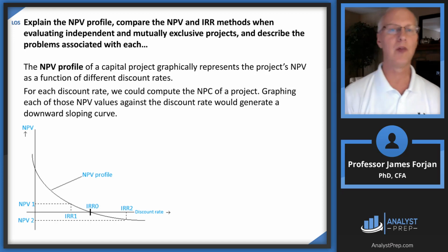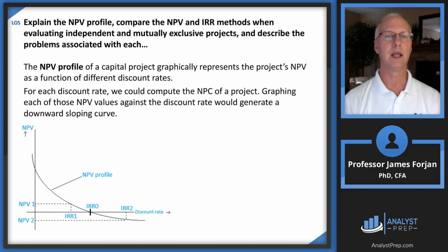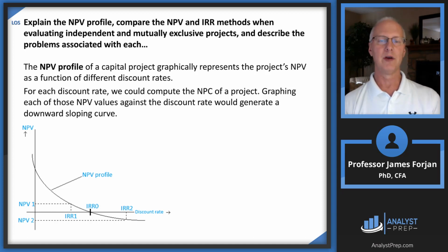And you guys should know that from our discussions back in quantitative methods. Whenever you have one unit on the vertical axis, like dollars, and another unit that's different on the horizontal axis, like interest rates, the relationship may not be linear. In this case, it's not going to be. And so we have a downward slope.